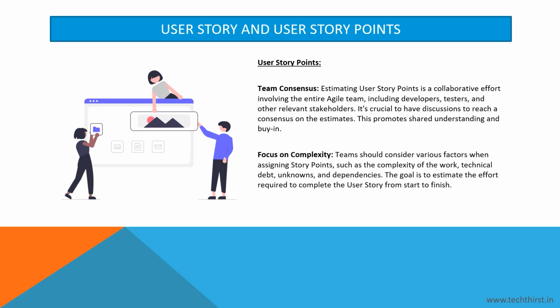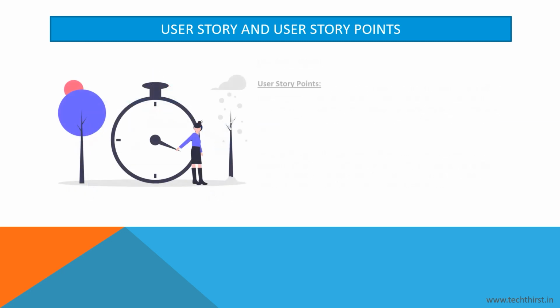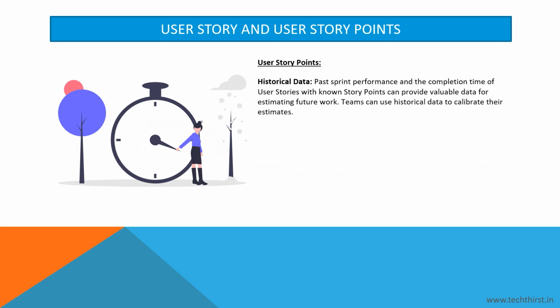Focus on complexity. Teams should consider various factors when assigning story points, such as the complexity of the work, technical debt, unknowns, and dependencies. The goal is to estimate the effort required to complete the user story from start to finish. Historical data. Past sprint performance and the completion time of user stories with known story points can provide valuable data for estimating future work. Teams can use historical data to calibrate their estimates.